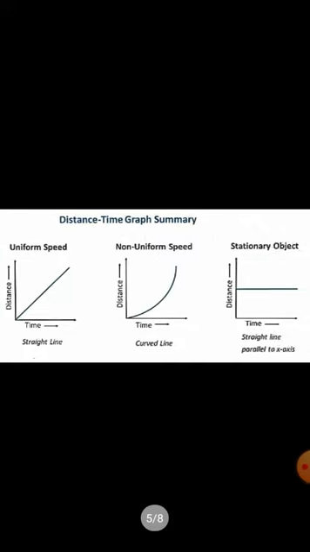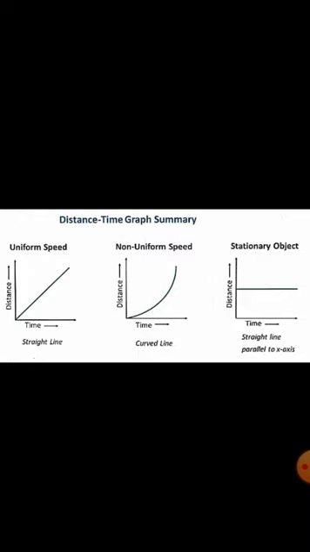When we observe the table, we can find that the object is covering unequal distances in equal intervals of time. Here, the object is said to move with non-uniform speed and the distance time graph is a curved line, unlike for uniform speed. Now, we can summarize the three graphs we have studied so far.